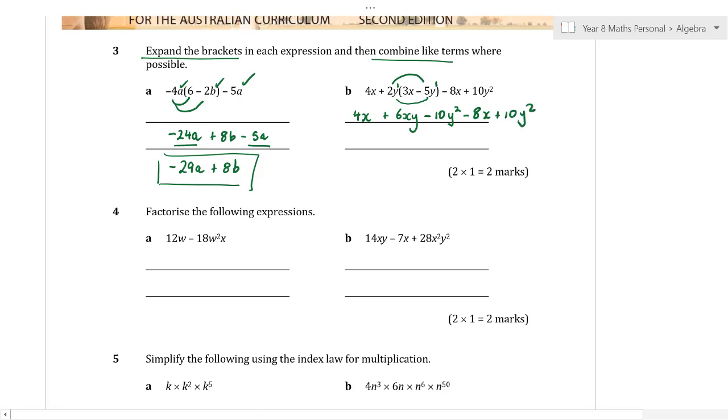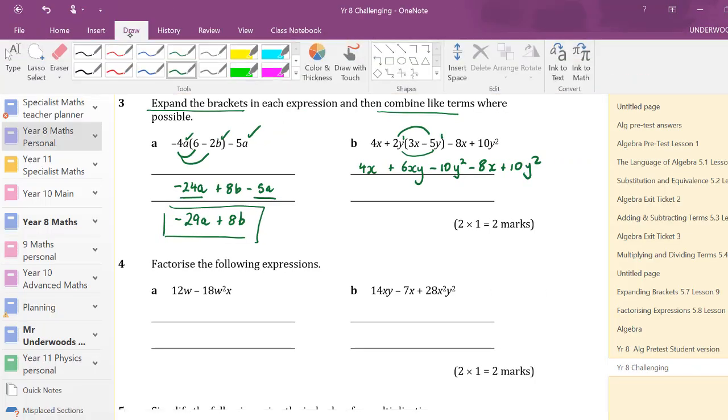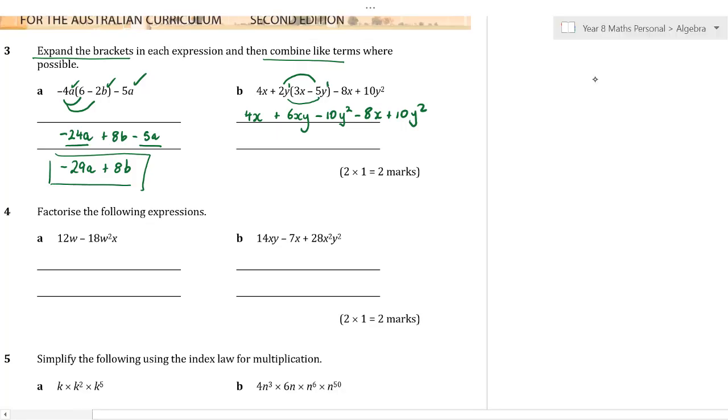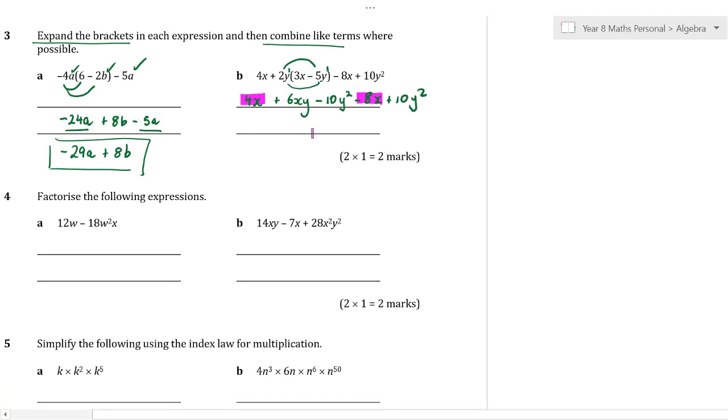Now what I've got to do is work out what my like terms are. So just quickly, let me get my highlighter out here, and I'm going to highlight the like terms. Now, I've got an x here, and I've also got an x here, just an x. There's no other things like y's and stuff. So those two are like terms. And you might notice over here we've got an xy. Well, xy is just by itself. There's nothing that we can really do to simplify that.